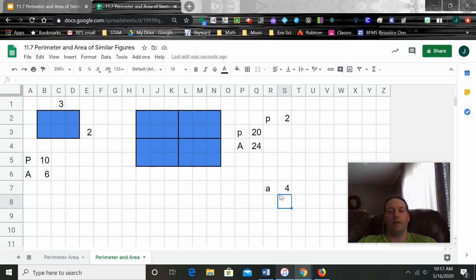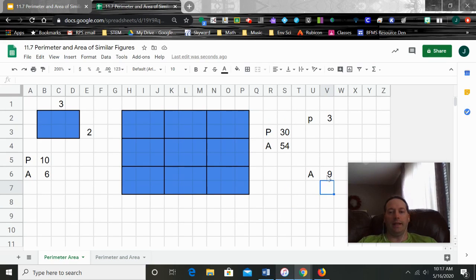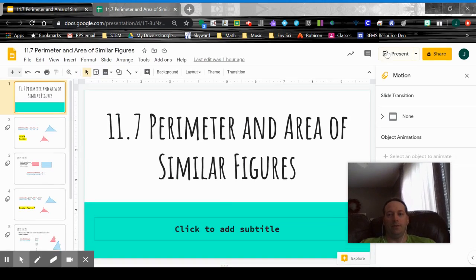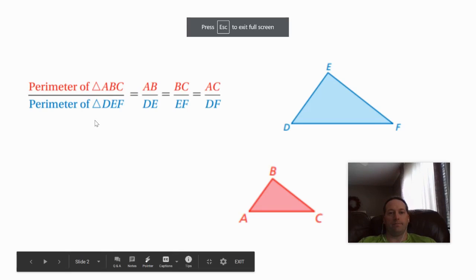Hopefully you're seeing that. 4 is 2 times 2. 9 is 3 times 3. So there is a connection between how the perimeters of similar figures are related to one another and how the areas of similar figures are related to one another. So let's see what that happens to be.